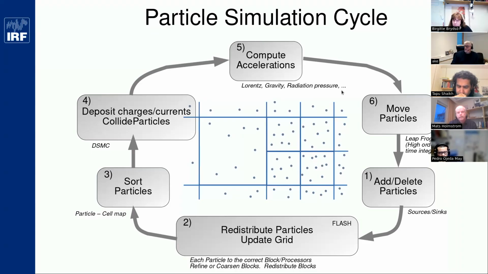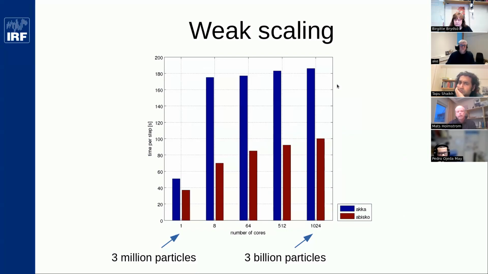And it's an explicit method we're using, so we have to take quite small time steps. So we have to have quite a lot of time steps during a simulation to reach some kind of steady state. I had some scaling tests on Kebnekaise, but I didn't find them. So this is for really old machines, Abisko and Akka.